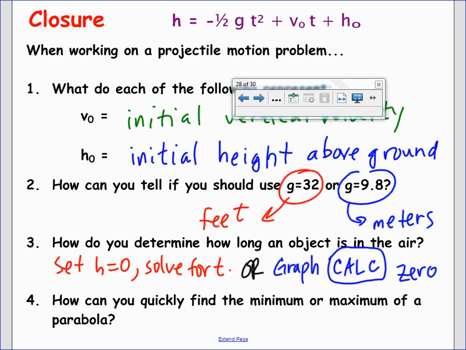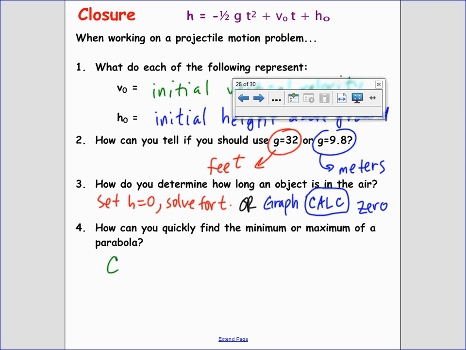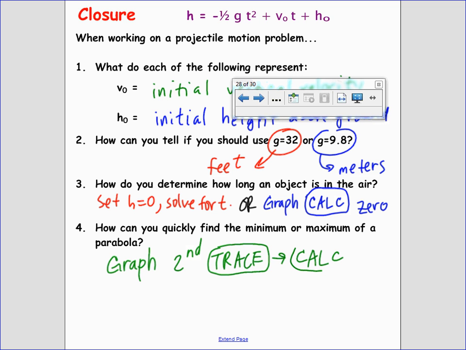And lastly, how can we quickly find the minimum or maximum of a parabola? Again, graphing calculator technology at our disposal. Graphically, then second trace is the calculate menu. And we want maximum or minimum.